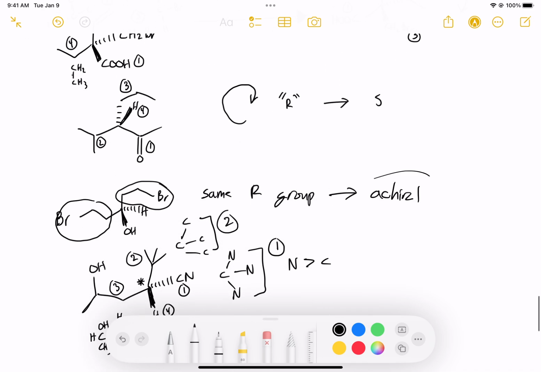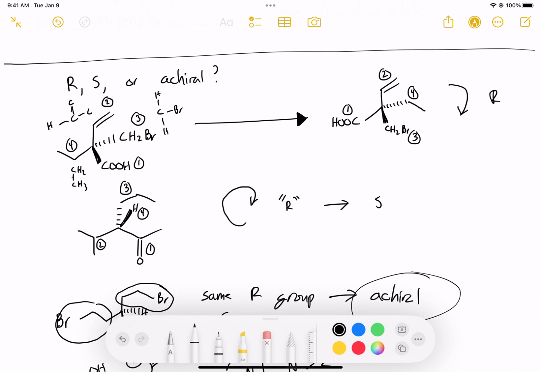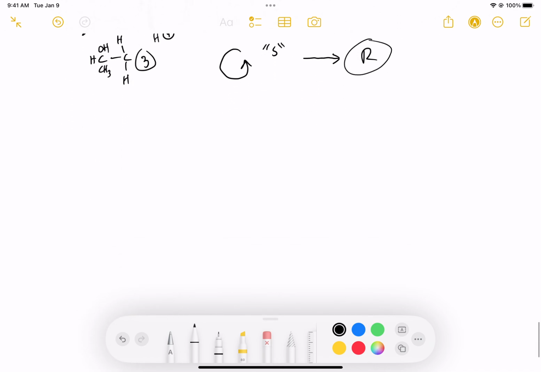This one's achiral. This one is S, and this one's R. All right, sorry about that long detail there. Looks like I was rusty on the rules myself. Okay.